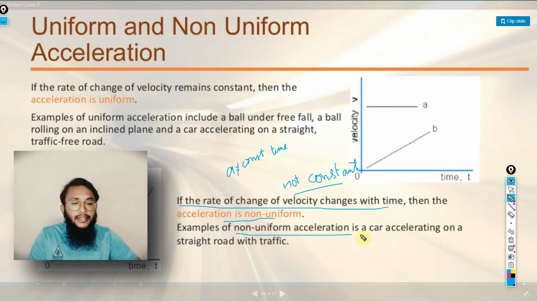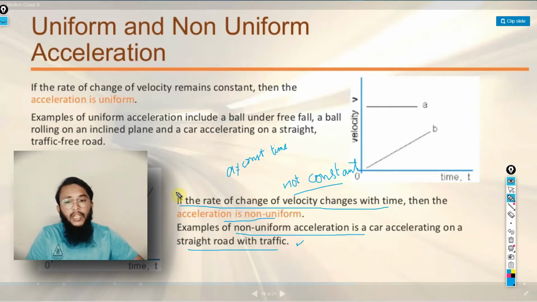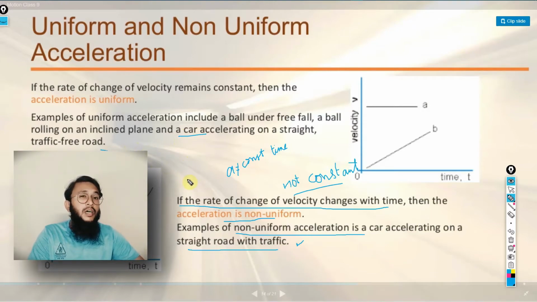An example of non-uniform acceleration is a car accelerating on a straight road with traffic, right? What happens with the traffic? Because of the traffic, the velocity is continuously changing, but not changing equally, right? Sometimes you have to brake and sometimes you have to move again. So a car moving on a straight road with traffic is the example for non-uniform acceleration.